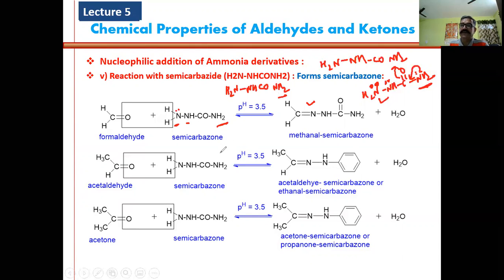This is the correct representation. It is semicarbazone. If you take formaldehyde, methanal is the IUPAC name. You can write formaldehyde semicarbazone or methanal semicarbazone. Acetaldehyde semicarbazone or ethanal semicarbazone. Acetone semicarbazone or propanone semicarbazone. So semicarbazide gives semicarbazone.